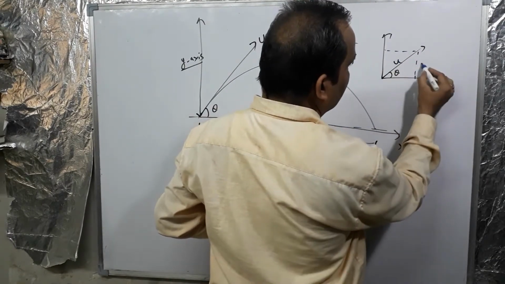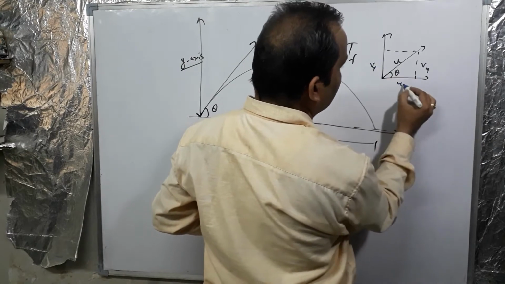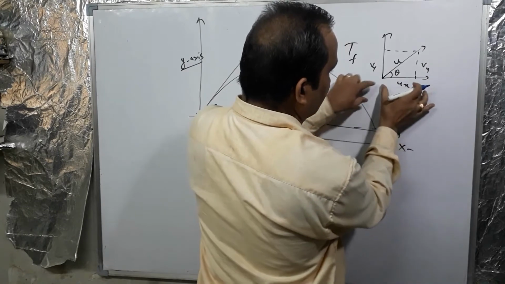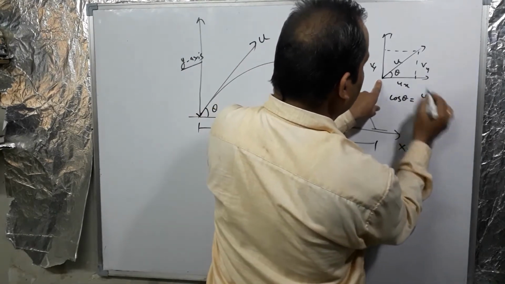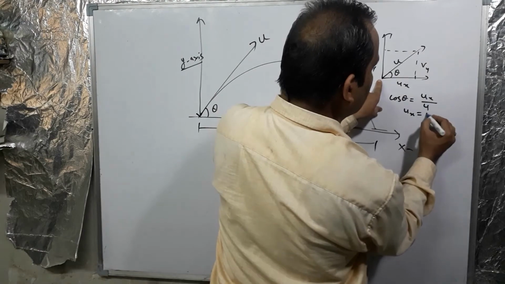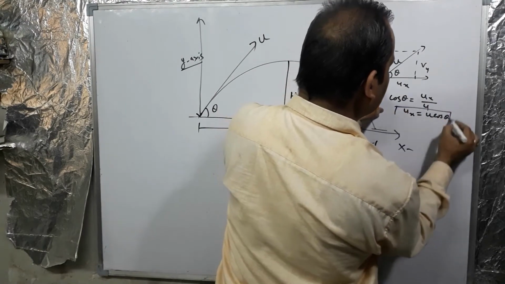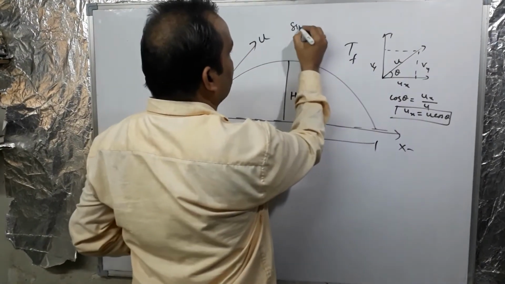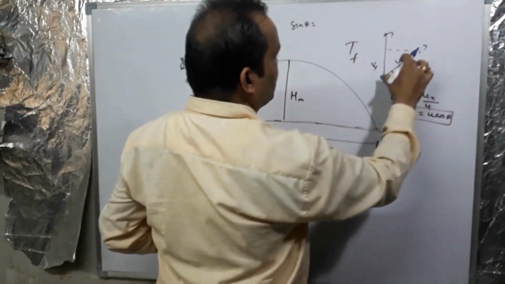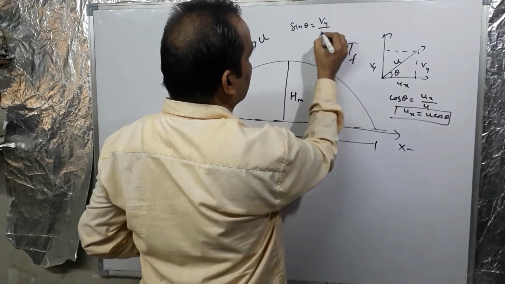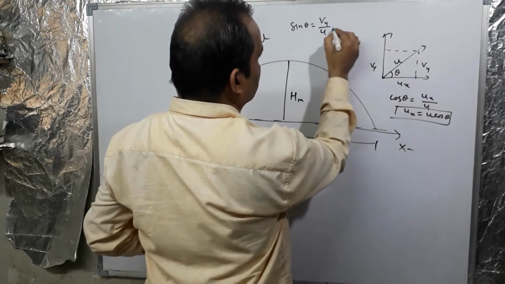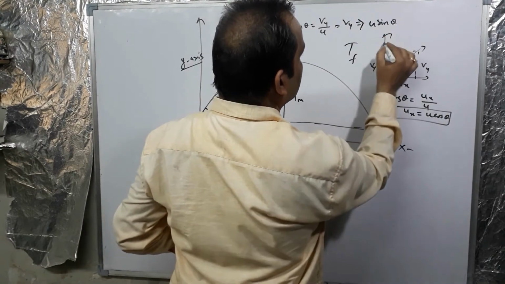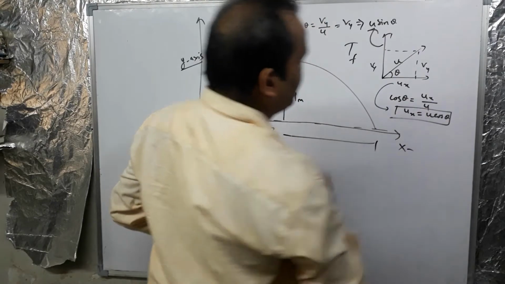This is the u, and uy and ux. So apply here cos theta. What is cos theta? Nothing but base ux upon hypotenuse u. So ux is equal to u cos theta. Similarly, here uy: you can apply sin theta is equal to perpendicular upon hypotenuse. So uy I want to know, and hypotenuse is u. So uy is u sin theta.